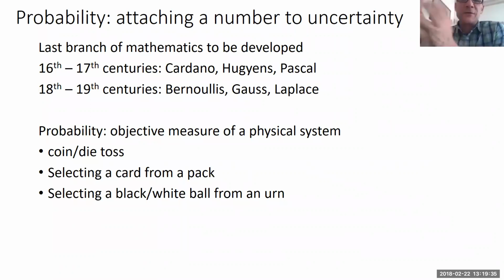So the names I've got on this slide: Cardano was a gambler, but the other names on the slide were mathematicians who made important contributions to other areas of mathematics apart from probability theory. They saw probability as an objective measure of a physical system, and the type of physical system they were thinking of was something like a coin toss or selecting a card from a pack, or, if you've done any probability theory, they always talk about the urn with the black and white balls.